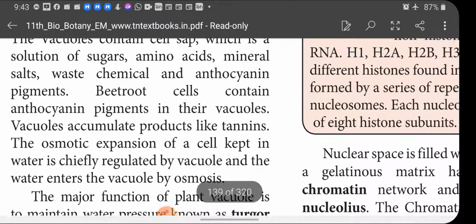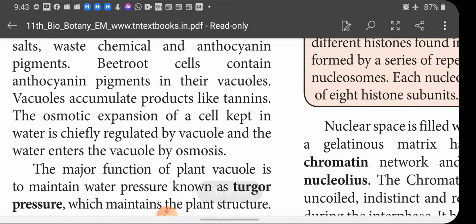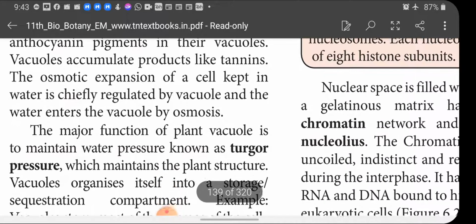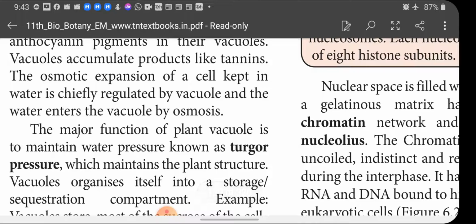The osmotic expansion of a cell kept in water is chiefly regulated by the vacuole, and the water enters the vacuole by osmosis. This vacuole is present only in the plant cell; it is not present in animal cells, or if present, it is very small. In the plant cell, the vacuoles are larger than the nucleus.